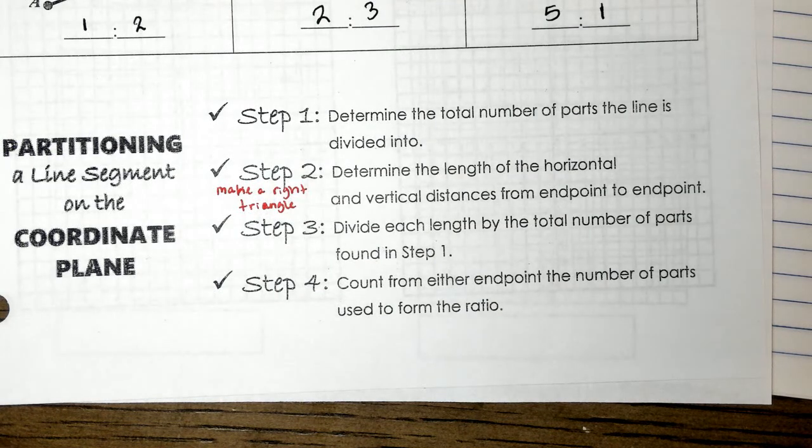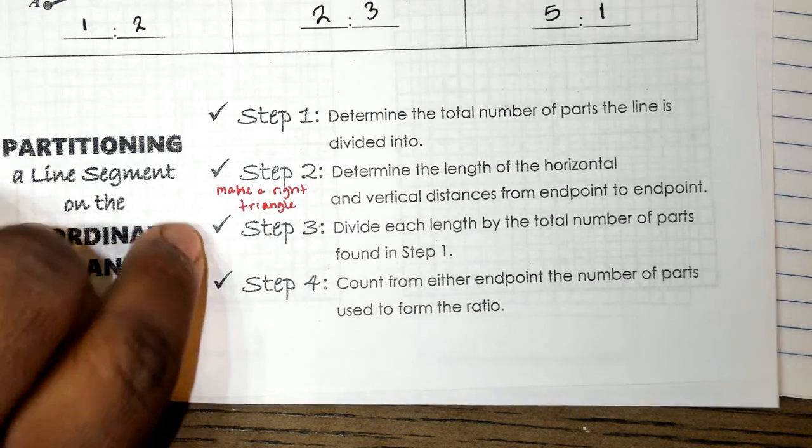In step 2. Step 3, we're going to divide each length by the total number of parts found in step 1. So once we get our horizontal and our vertical distance, we're going to divide both of those lengths by the total number of parts in step 1. And then from there, once we get those numbers, when we divide, we're going to count from either endpoint the number of parts used to form the ratio. So those are the steps. Like I said, with anything, until you see it, you're not going to fully grasp it. So let's go on the back and do it.